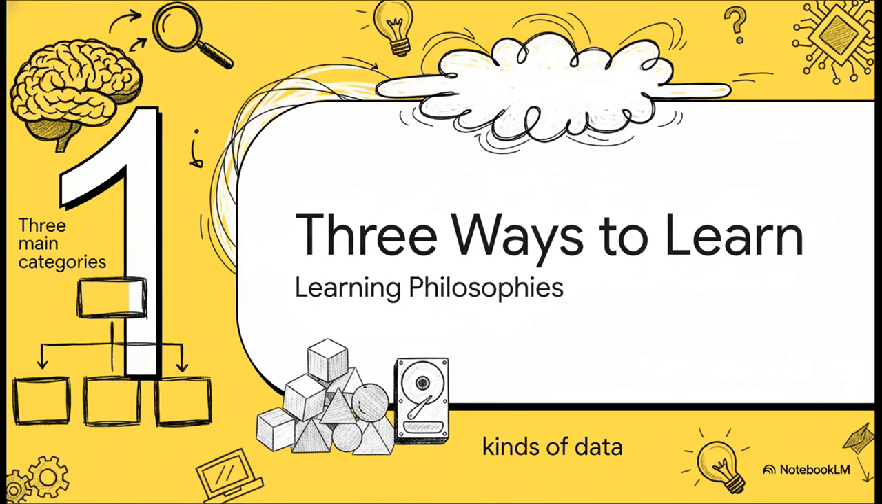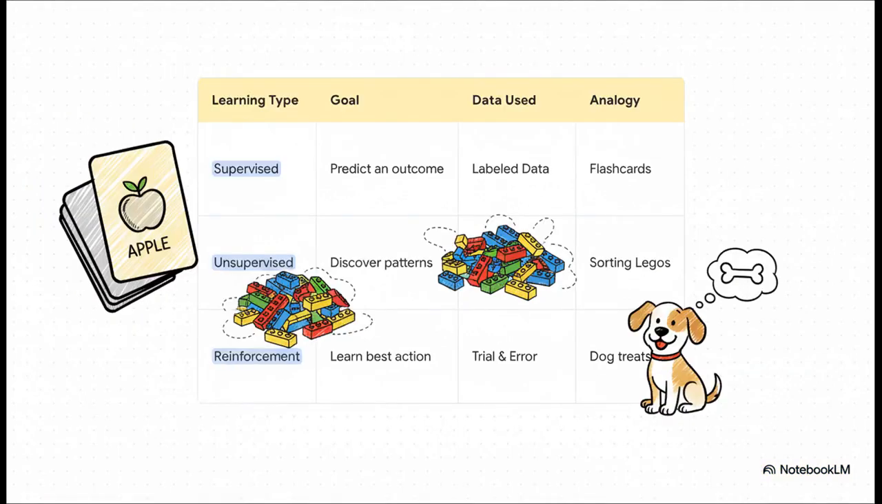Okay, first up, the big picture. Pretty much everything in machine learning falls into one of three main buckets. And it all boils down to what you're trying to do and what kind of data you're working with. What's so cool here is just how simple these core ideas are. First, you've got supervised learning. This is like you're giving the computer flashcards. The data already has the right answers labeled on it.